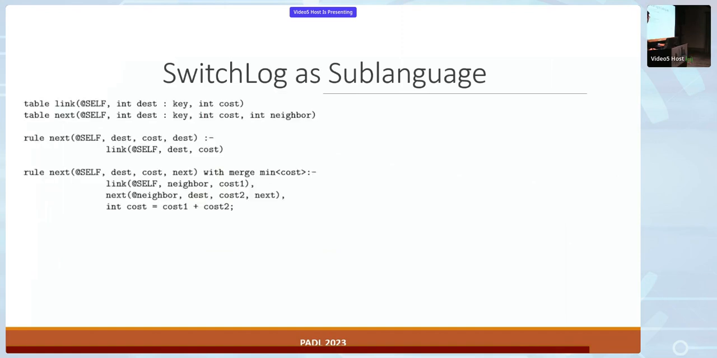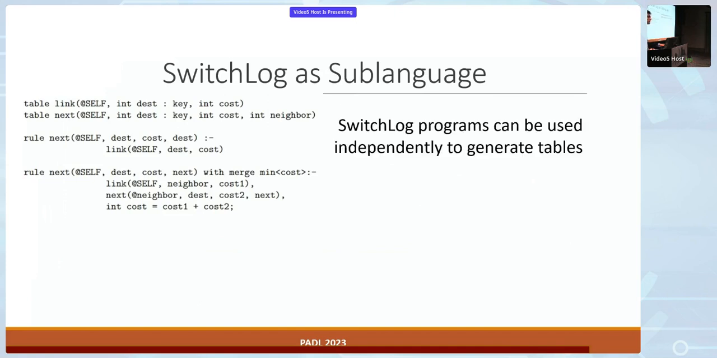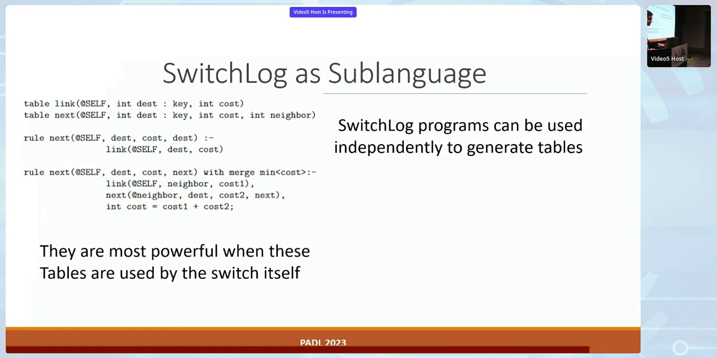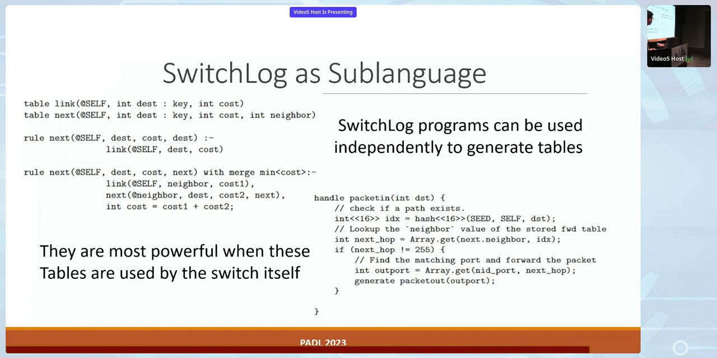So SwitchLog, like we saw, is very good at creating tables like routing tables or other telemetry systems. But these switches often want to perform actions based on the contents of these tables. So sometimes you can just create these tables and have a controller switch look at them and read them. But other times you want your own switch to be able to use these tables themselves. And to overcome this, we integrate SwitchLog as a sub-language in Lucid, which means you can create switch tables using SwitchLog and then refer to them in Lucid programs.